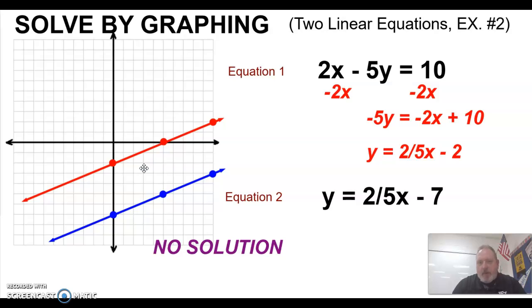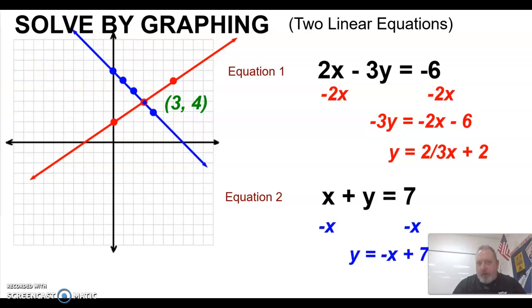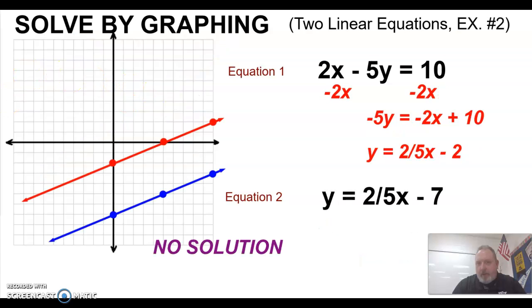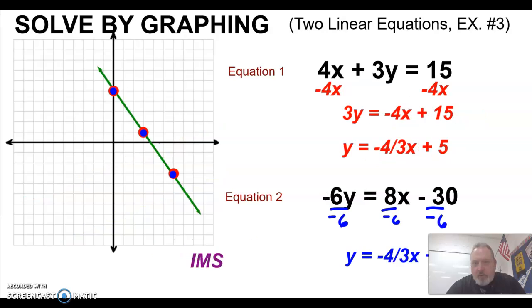So again, that's two of our 3 possibilities. Different slopes, they're going to cross. Example 2, same slopes, they're going to be parallel. And then the third possibility, when you're talking about two linear equations, is that they can end up being the same line.